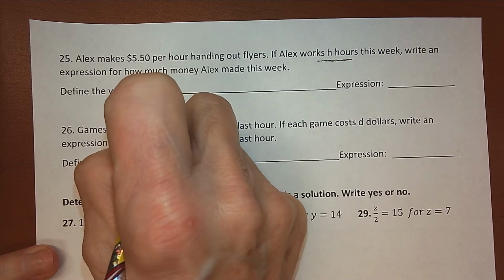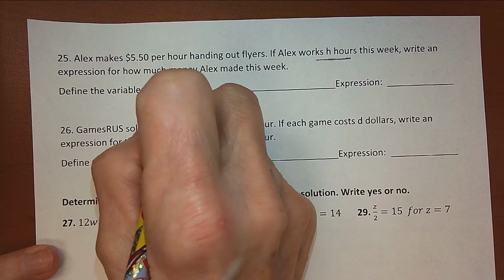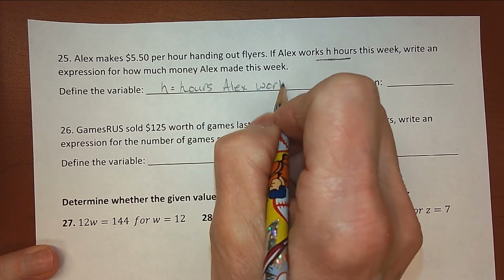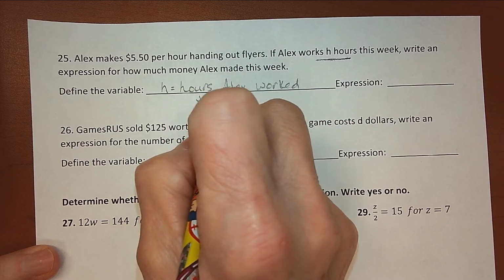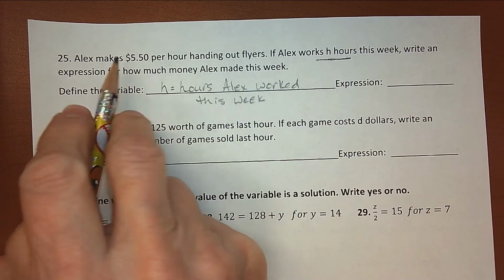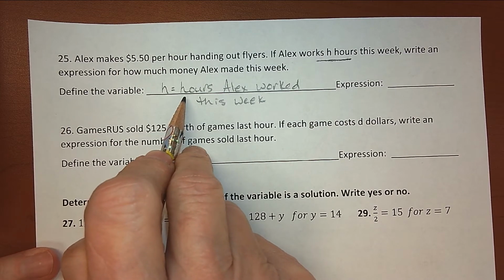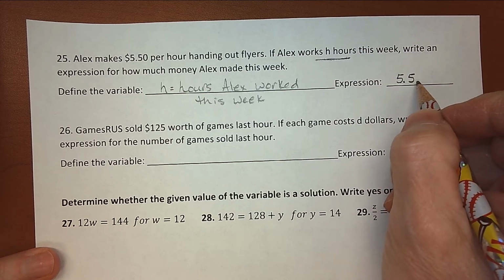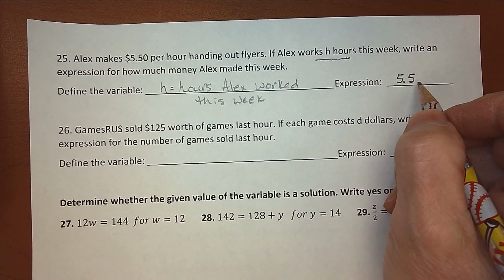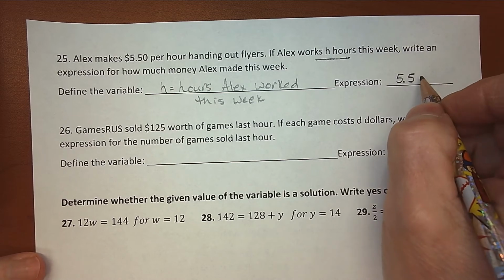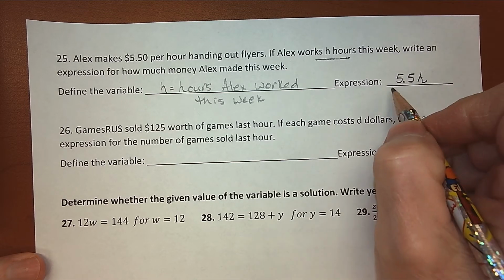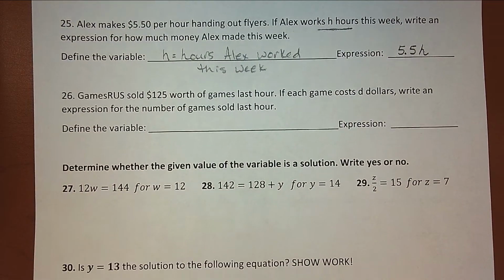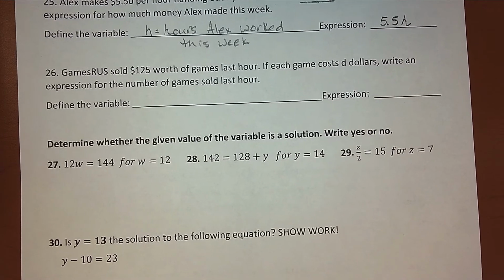So H is going to be the hours worked this week. And Alex made $5.50 every hour that he worked. I'm going to drop that 0 after the 5 because we know that 5.5 is the same as 5.50. And we multiply the 5.5 times H, and we'll know how much Alex made. When we know the number of hours, we can figure out how much he made.